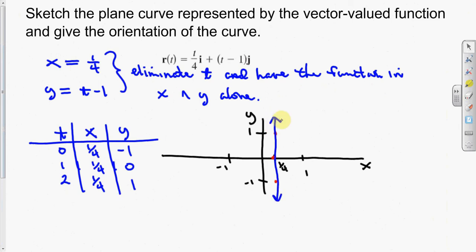It's a vertical line, right? Oh, let me not put the arrow like that because I have to determine the direction. Sorry. So here, if I start at t equal to 0, I get the point (1/4, -1). I was here. Start at t equal to 1, I go in the direction of t. T is 0, 1, 2. That's how I look at the orientation. So look at t equal to 1, I get (1/4, 0). I'm going in this direction, right? That's the orientation.